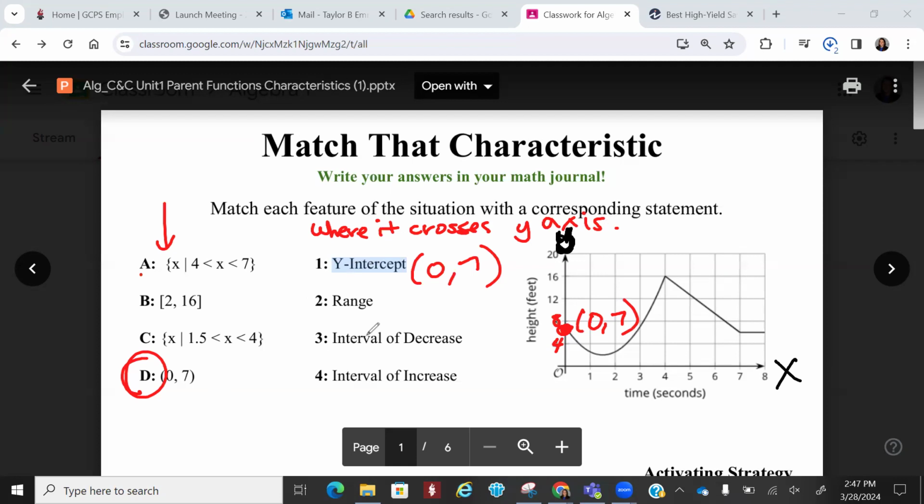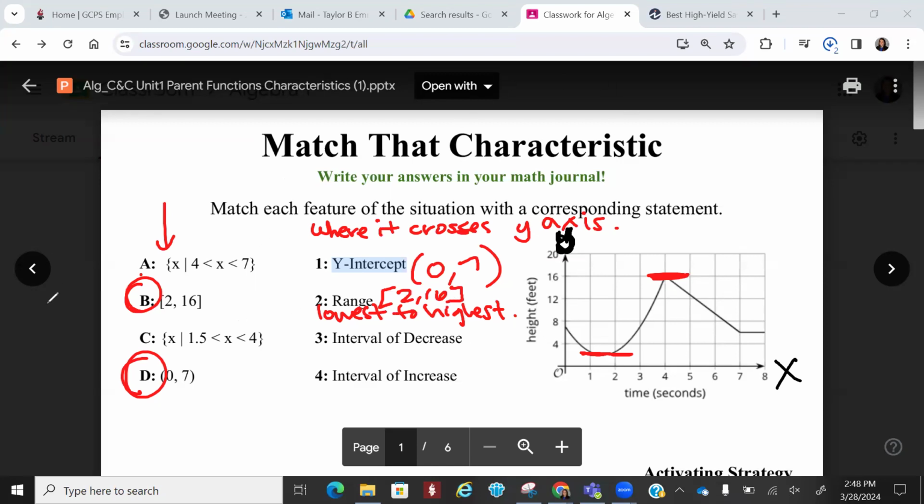Now, range is going to be our lowest number to our highest number, looking at our y values. So, looking at our graph, what is our lowest y value? Range is our lowest y value to our highest y value. Well, look at where I've got those bars. Does it go all the way down to 0? Okay, where does it go to? 2-ish? Okay, and how high does it go? Okay, so from 2 to 16 is our range. Does that make sense? Okay. So you always want to draw those little bars to kind of show you where it ranges at.